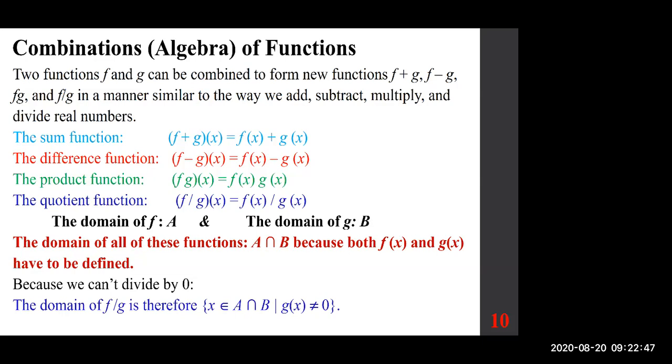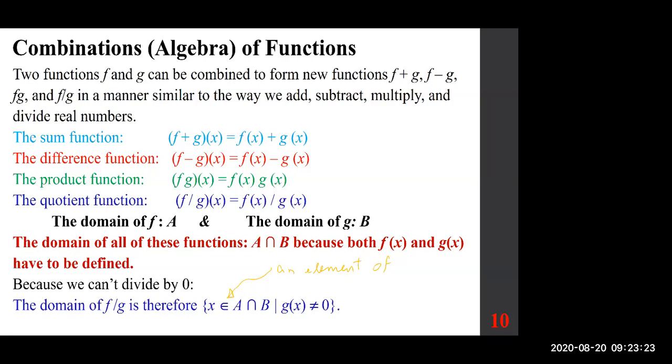By the way, as far as the notation is concerned, this looks like an epsilon and it's read "an element of." This is in set theory. So x is an element of A intersection B, the one that looks almost like an N. It is the intersection class. So A intersection B would be the domain for all of them.